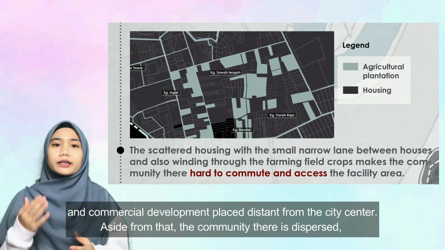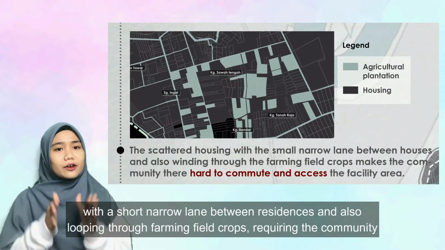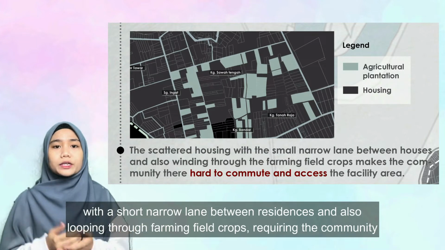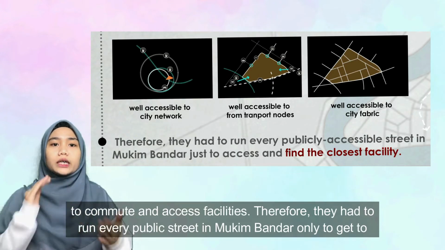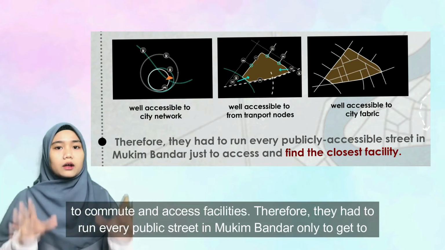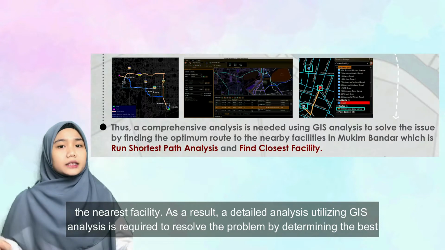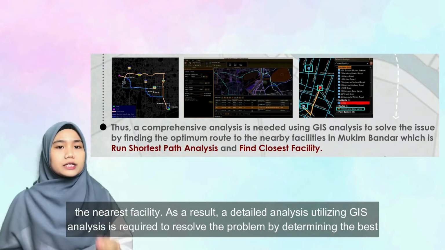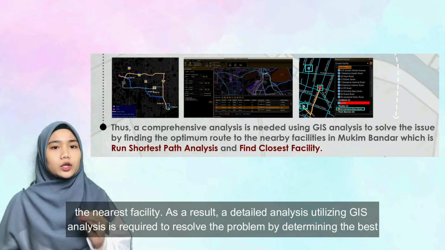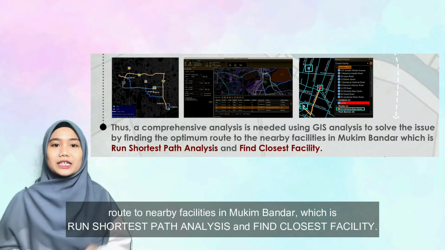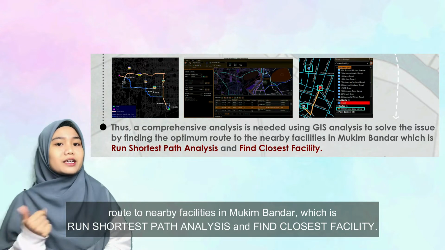Aside from that, the community there is dispersed, with short narrow lanes between residents and also looping through farming fields and crops, requiring the community to commute to access facilities. Therefore, they had to run through every public street in Mukim Bandar only to get to the nearest facilities. As a result, a detailed analysis utilizing GIS is required to resolve the problem by determining the best route to nearby facilities in Mukim Bandar, which is to run shortest path analysis and find closest facility.